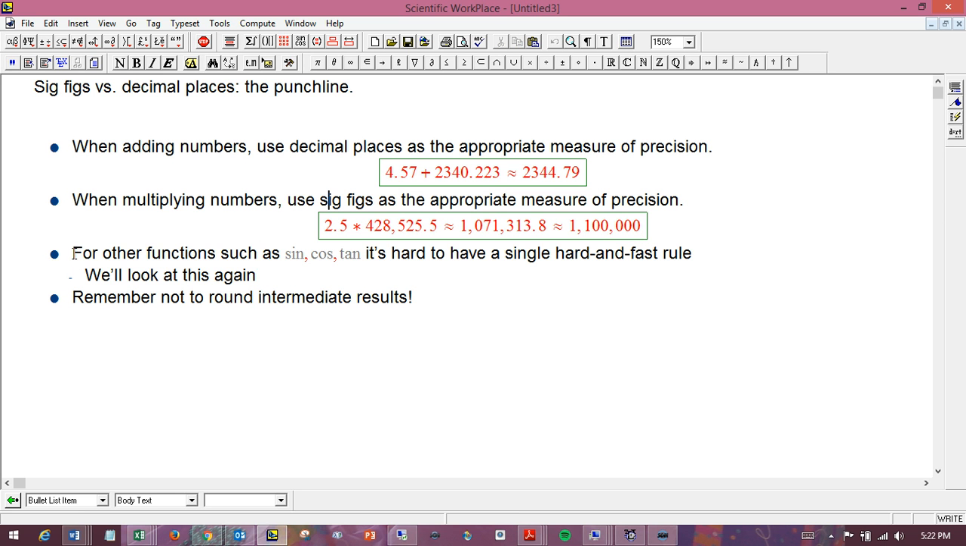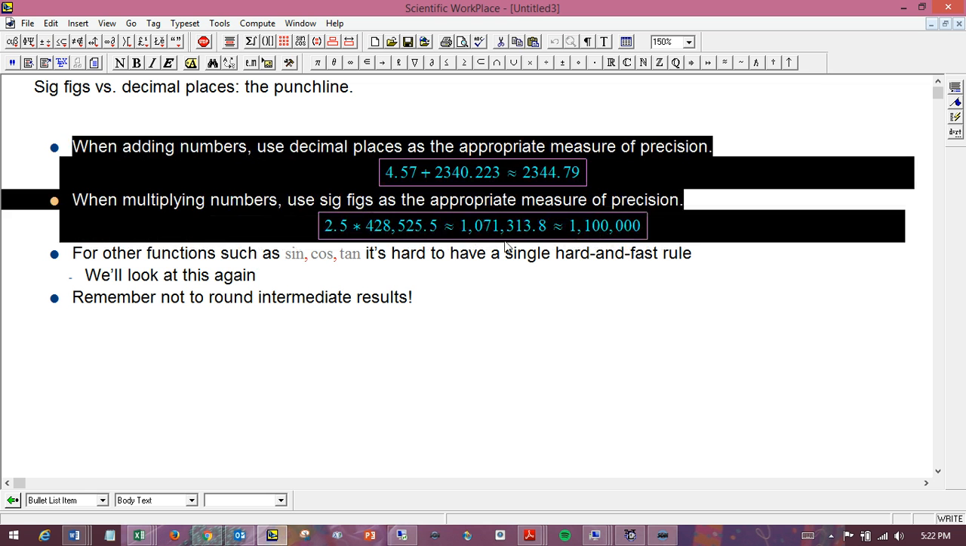Now, to be brutally honest, for other functions like the trig functions that we've been studying, it's hard to have a single hard and fast rule about when that's going to happen. I think we should look at this again to have a really good guide. And I think you should ask me if you're ever confused about what the appropriate thing to do is when we put things into trig functions. But I wanted to make sure we started out with just this.